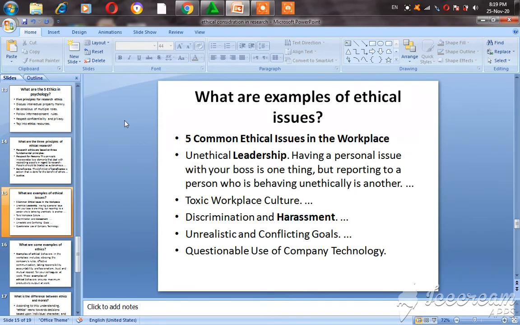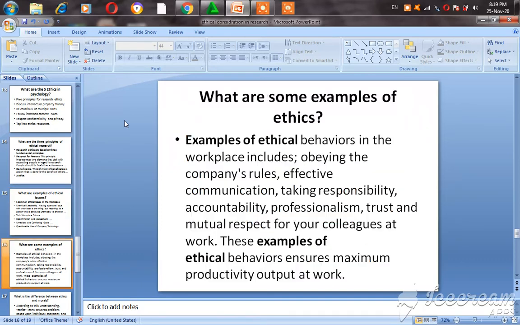5 ethical issues. Unethical leadership, toxic workplace culture, discrimination, harassment, unrealistic and conflicting goals, and questionable use of company technology. What are some examples of that? Workplace rules guard the corporation's principles, and an example is to avoid actions that compromise optimal productivity output.